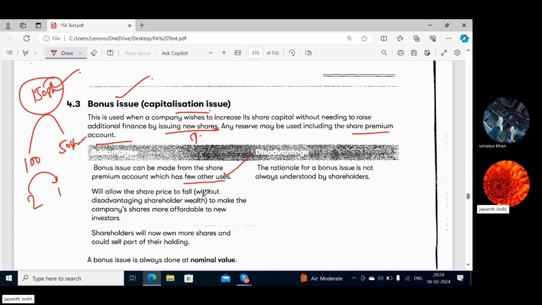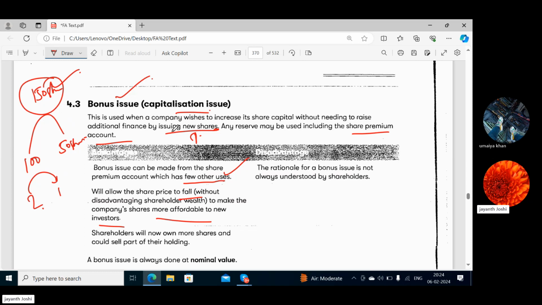This will allow the share price to fall. Of course, now what will happen after the bonus issue, the share price may come down without disadvantaging shareholder wealth. It will allow the share price to fall to make the company's shares more affordable to new investors. That's what is happening. After the bonus issue is done, the shares become more affordable. Their value will come down. Why will the value come down? Because some of the reserves they are utilizing for this purpose.